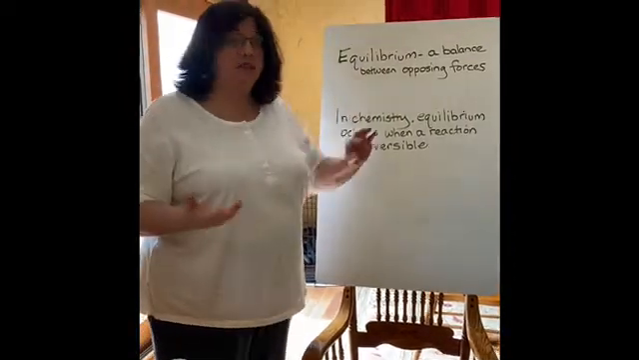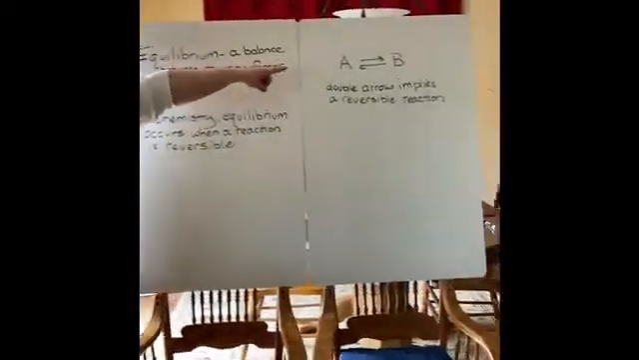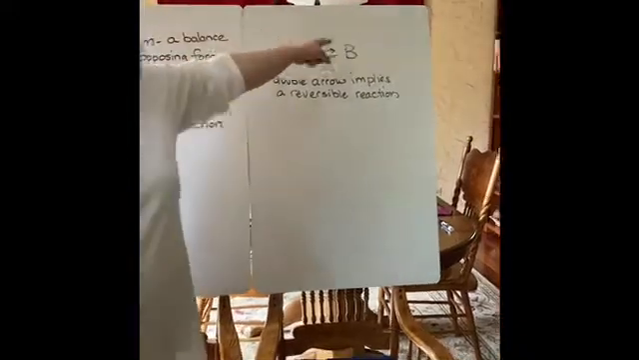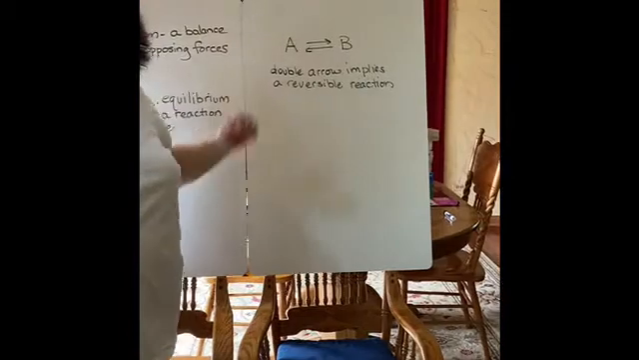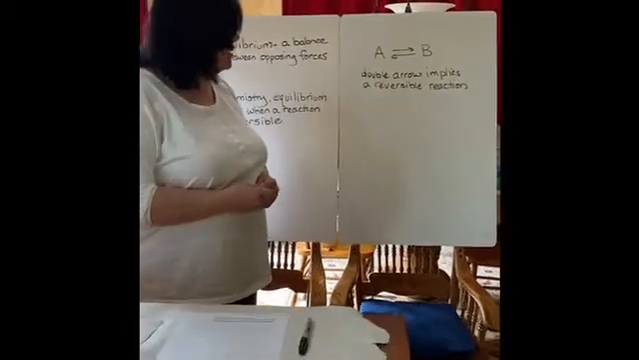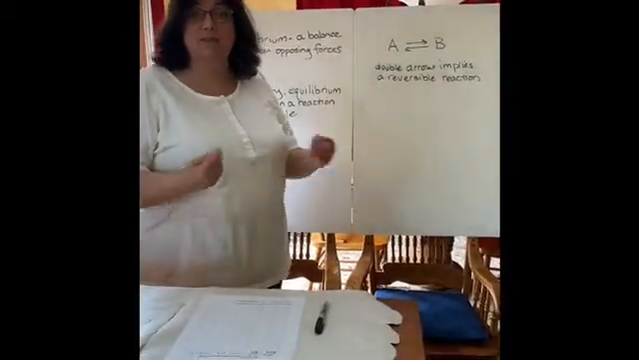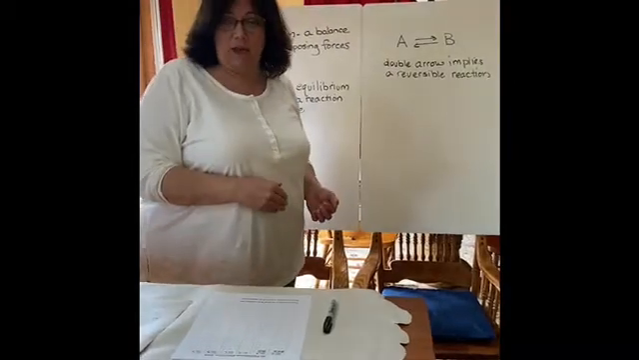So for our simulation today, we're going to do something very simple. We're going to do A back and forth yields B. So notice that for a reversible reaction, we've got that double arrow there. So A is going to produce B and B is going to produce A.